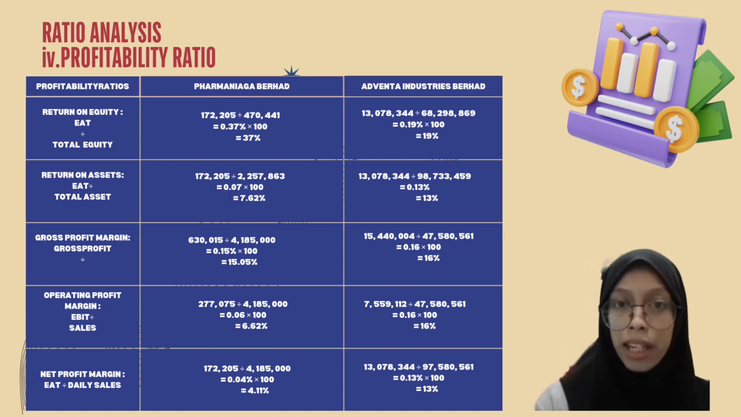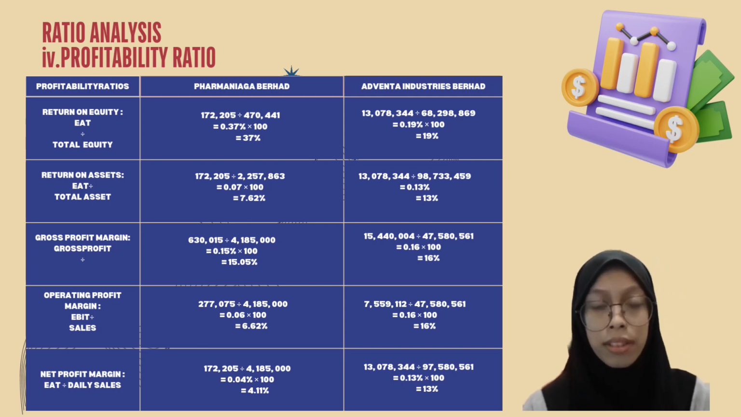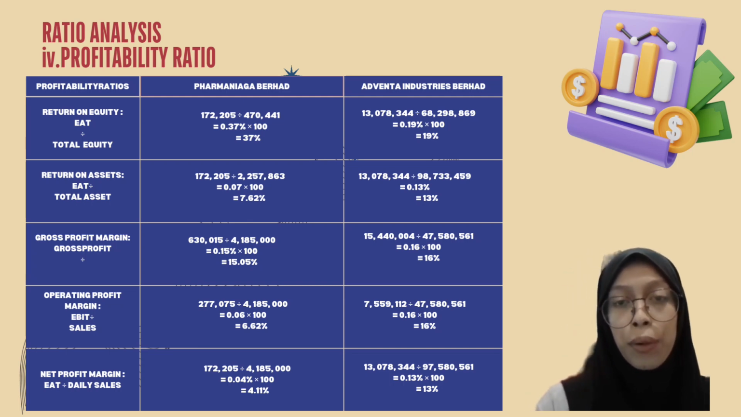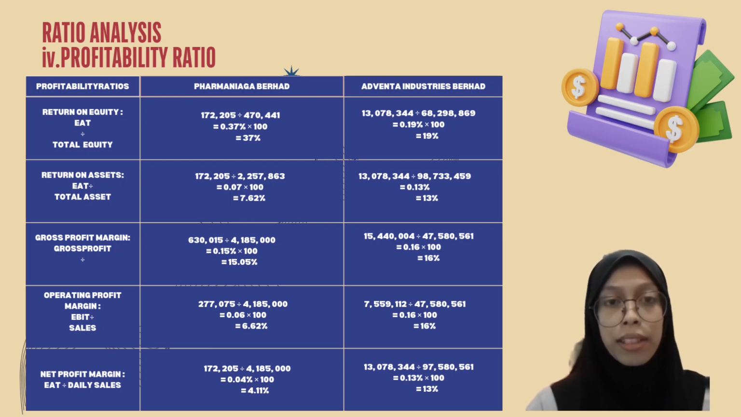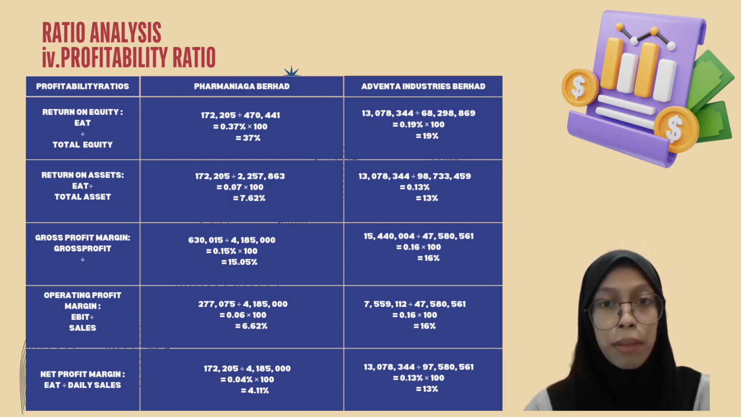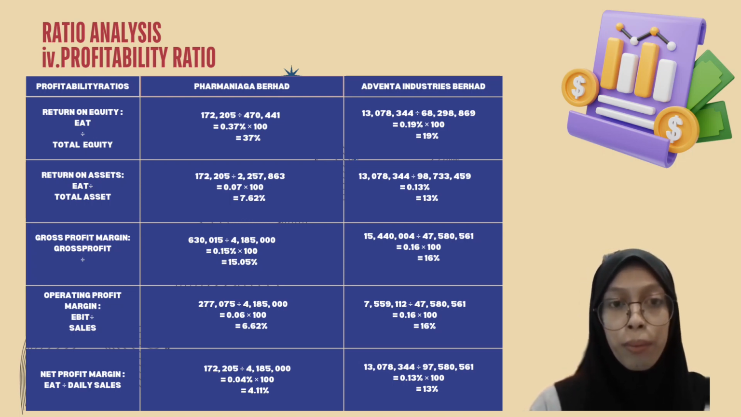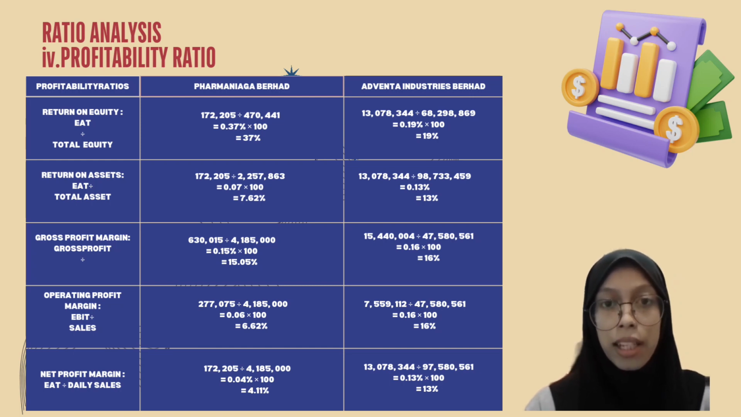Return on asset for Niaga Berhad is 7.62%, increased to 13% for Avanta Industri. Gross profit margin for Niaga Berhad is 15.05%, increased to 16%. Operating profit for Niaga Berhad is 6.62%, increased to 16% for Avanta Industri. Net profit margin for Niaga Berhad is 4.11%, increased to 13% for Avanta Industri.